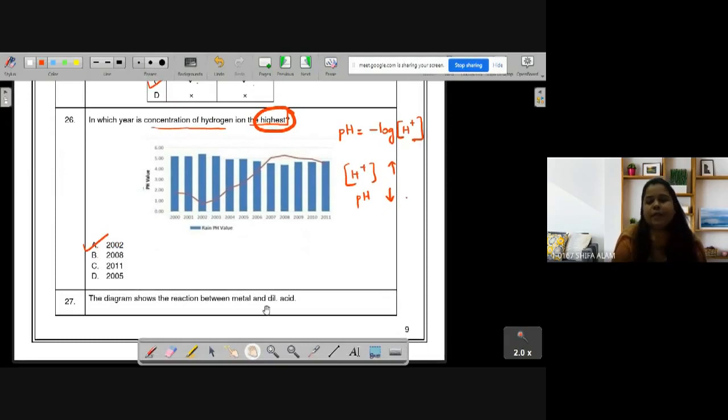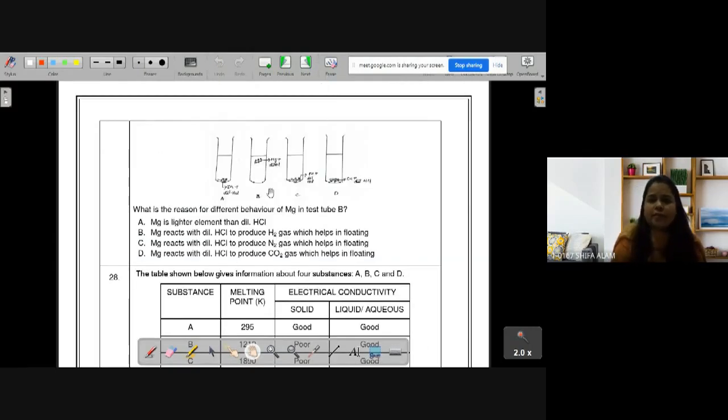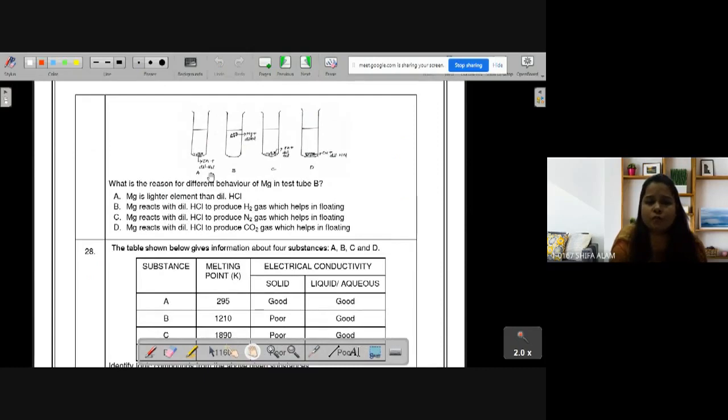The next question shows a diagram which depicts a reaction between metal and a dilute acid. The diagram shows 4 test tubes A, B, C and D, and we find that there's zinc reacting with dilute HCl in the first, magnesium with dilute HCl in the second, iron with dilute HCl in the third, and copper with dilute HCl in the fourth.